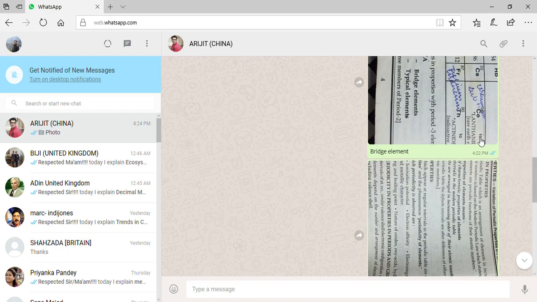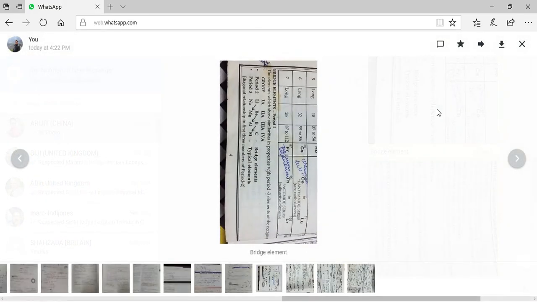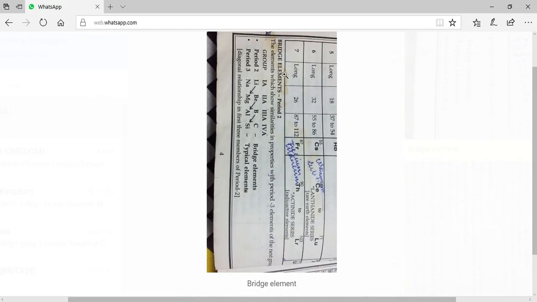Just see what I explained about the bridge element. You can see the bridge element clearly. If you would like, see my previous class video; I also learned this when I was in your grade. The element which shows similarities in properties with period 3 elements of the next group is known as a bridge element. I think I explained the same thing in your previous class.